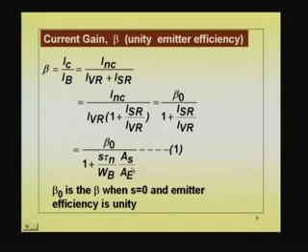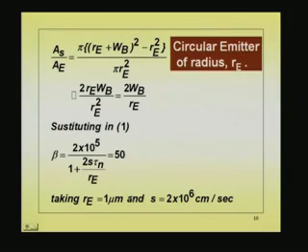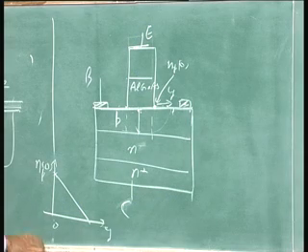Now, you can see very clearly that the ratio of surface current to volume recombination current plays a very major role in deciding the current gain. Let us put some more numbers and see. So, beta naught is a beta when S equal to 0 and emitter efficiency gamma is 1. Let us take a circular geometry device. Surface area is pi (Re plus Wb) whole square minus Re square, correct, because this is like this now.